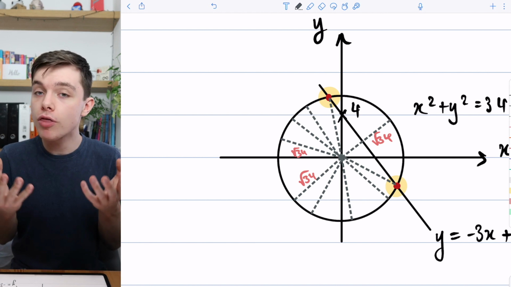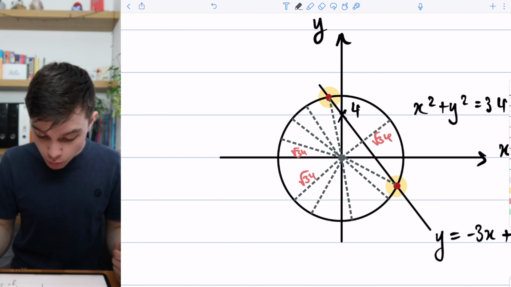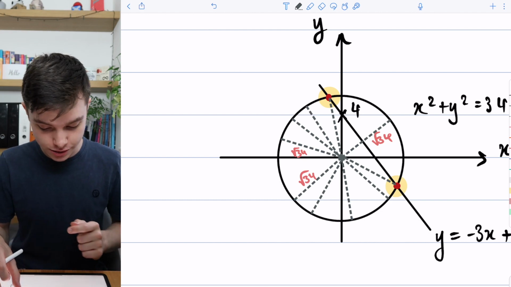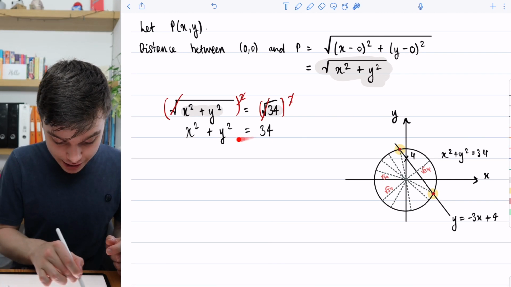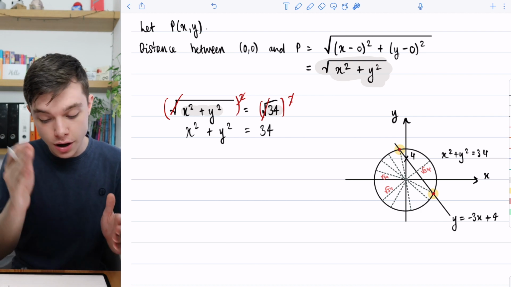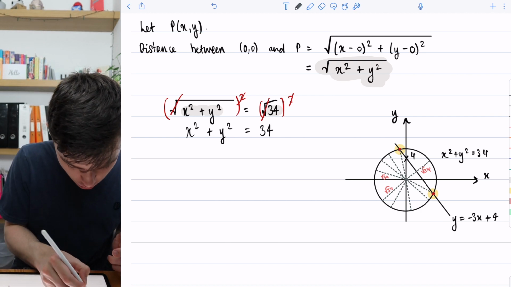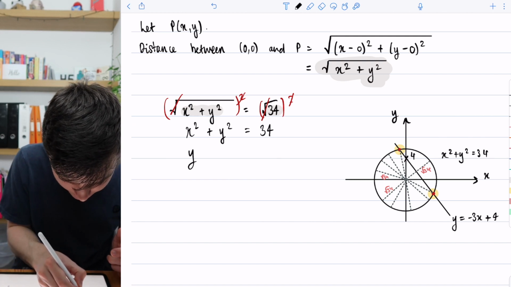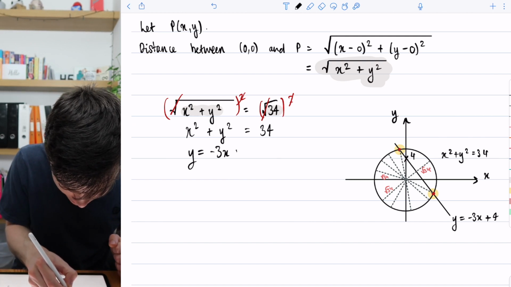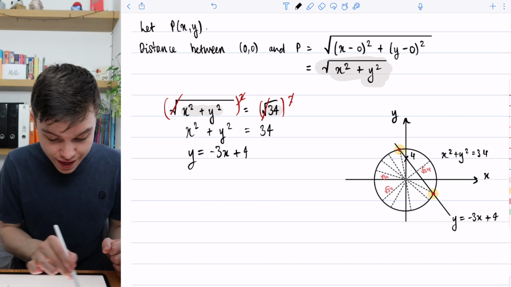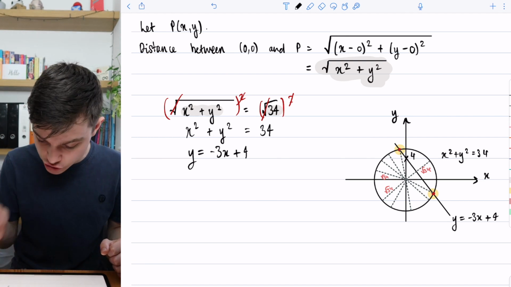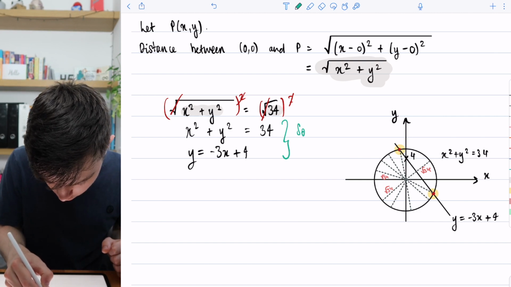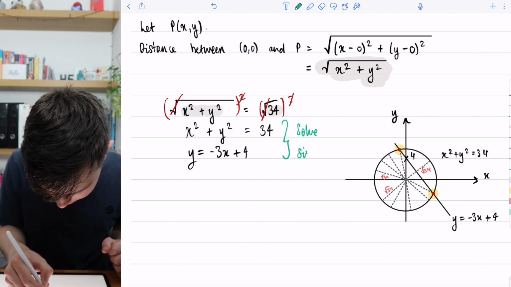So to work out what those positions are, all we need to do is solve the 2 simultaneous equations. This equation here, with this equation. Let's do it in black. y is equal to minus 3x plus 4. That's the equation of the straight line.